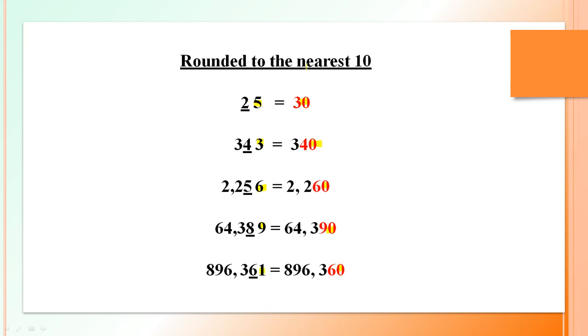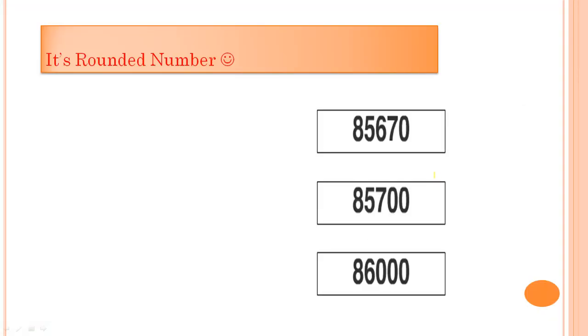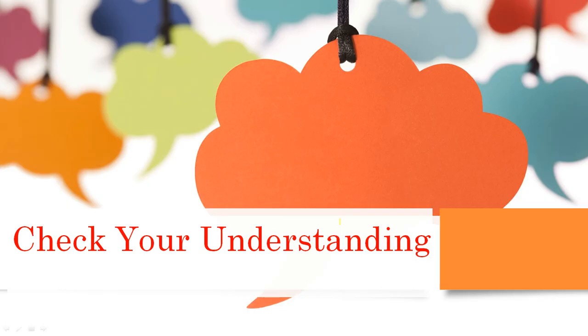And what did you get in your hand, rounded to the nearest 10? Yes, you are observing here that all have tens numbers. In the last, yahoo, you achieve your target. Apply it everywhere. It's a rounded number. Yes, it's rounded to 70. It's rounded to 700. While it's rounded to 6,000.